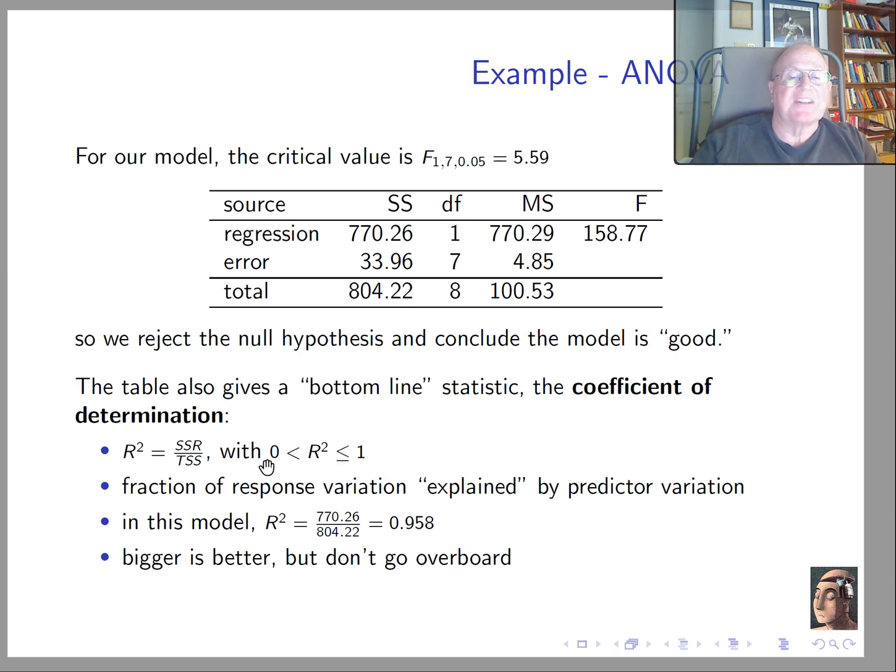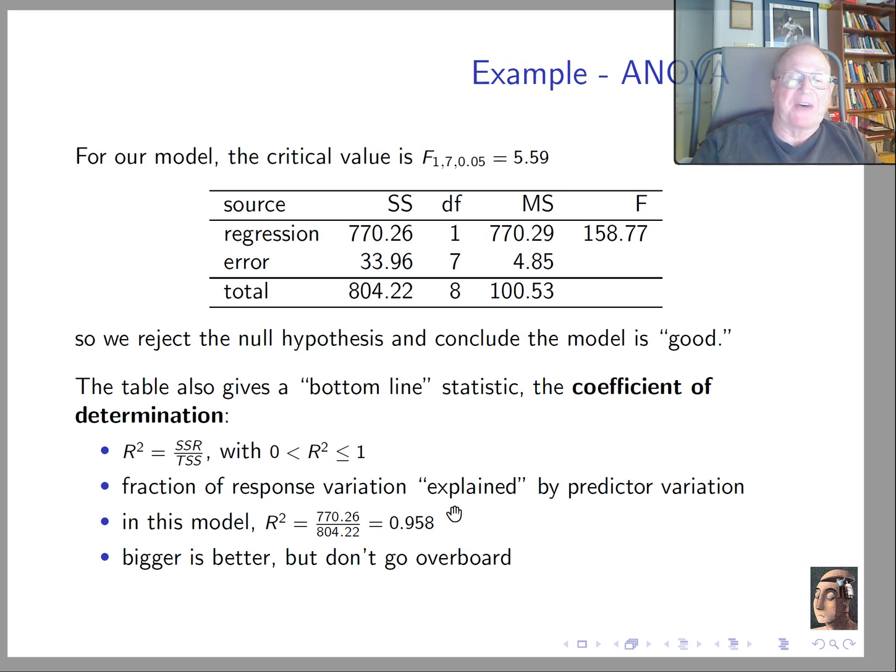So we get some number between 0 and 1. And this number is the fraction of the variation in response explained by the variation in the predictor. In this model, it's 770 over 804, so we get 0.958, okay, very close to 1. The coefficient of determination is one of those statistics that we like in Texas.